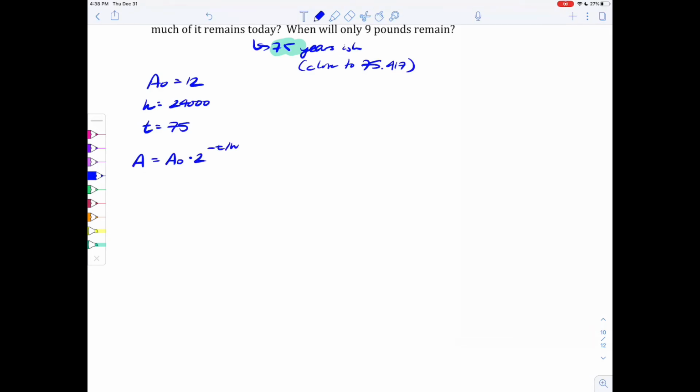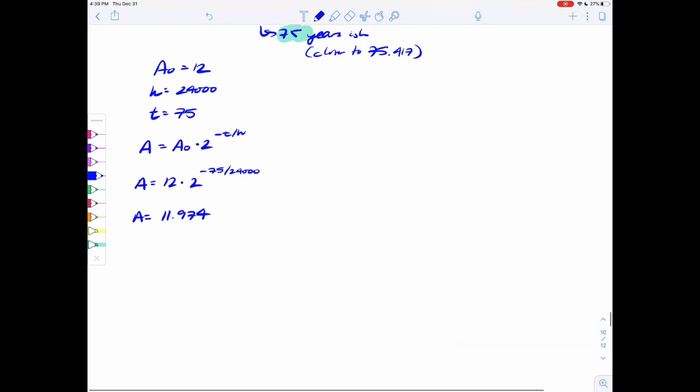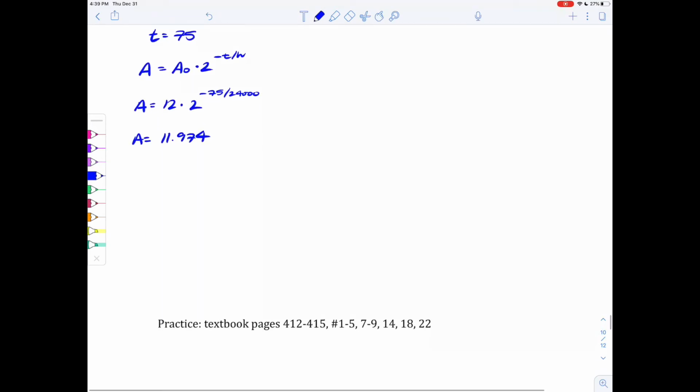I'll use that version of the formula. You can use either one. Plug in what we know: 2 to the power of negative 75 over 24,000. And we get a value out of that of 11.974, which is not a whole lot less.